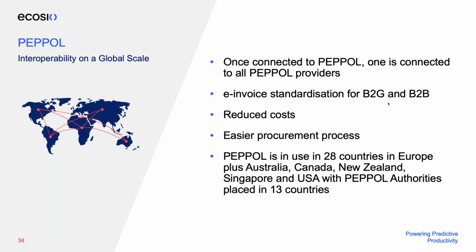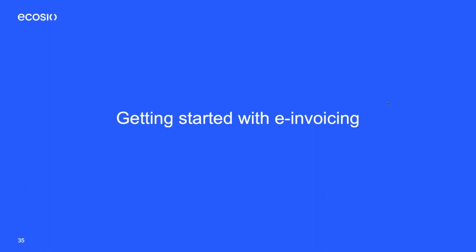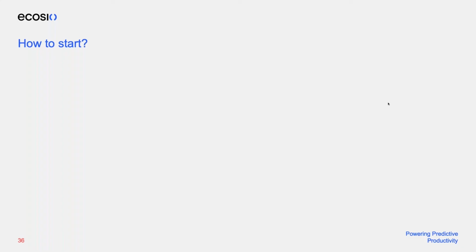So going from the technical details towards getting started, how do I actually start with e-invoicing in a company? Actually, the starting point is you need to set up the internal processes. Obviously, e-invoicing is different to paper-based accounts payable or accounts receivable. So there are some adaptations necessary.